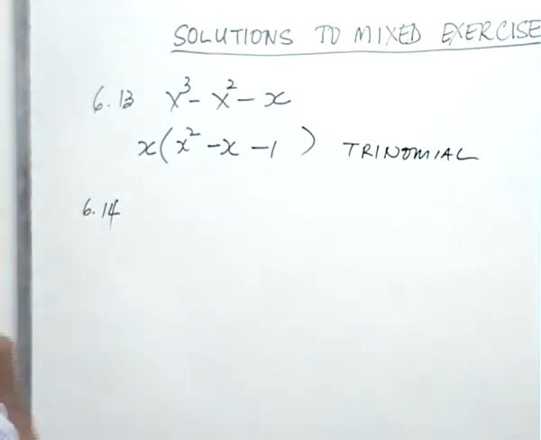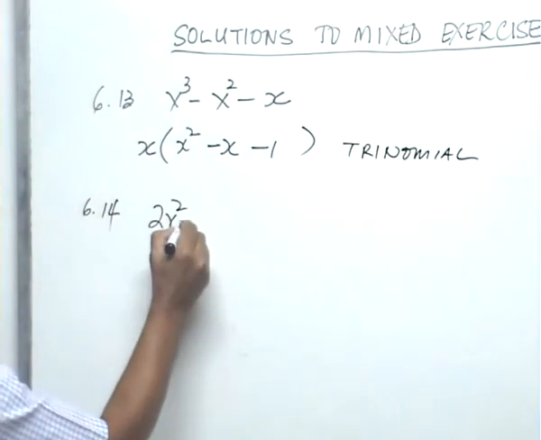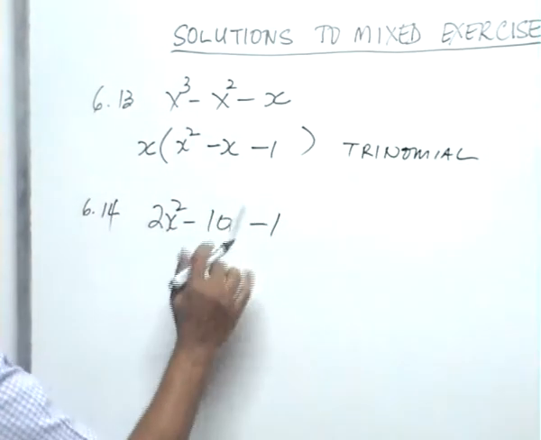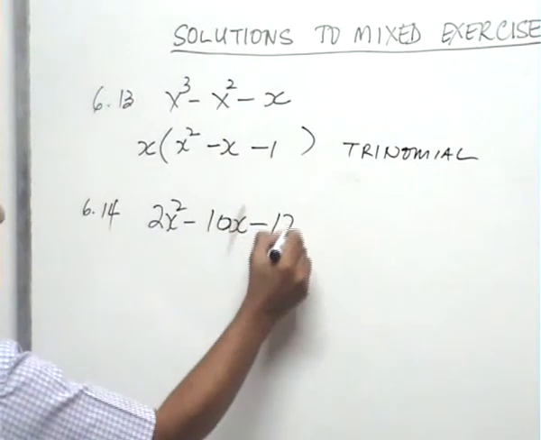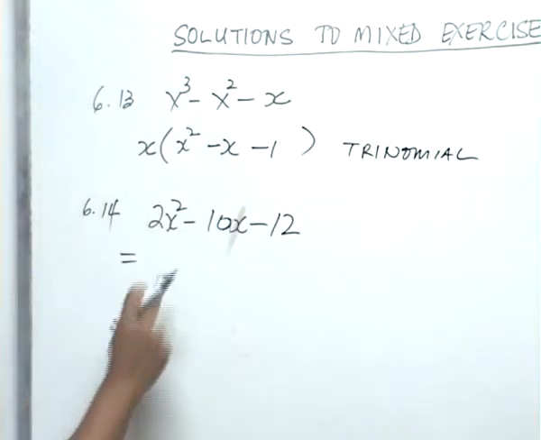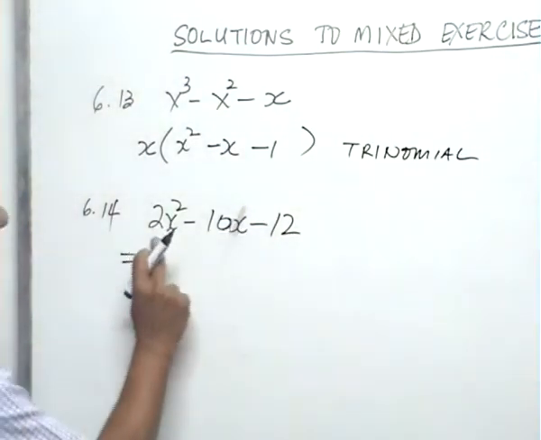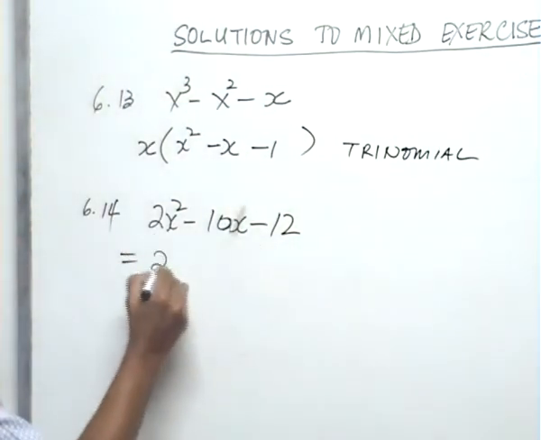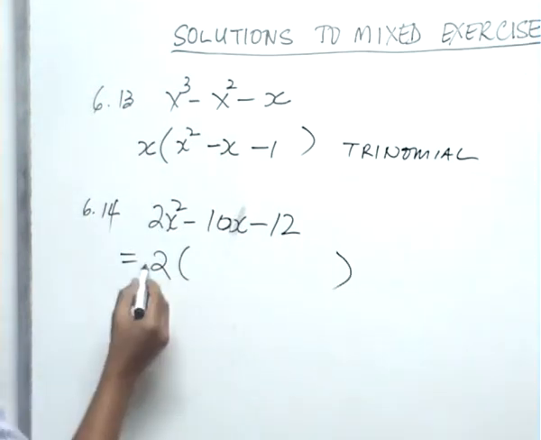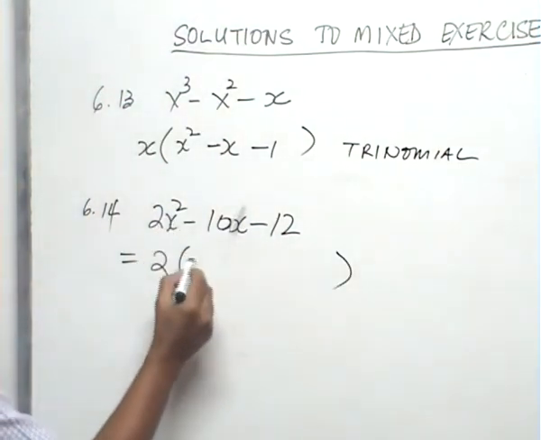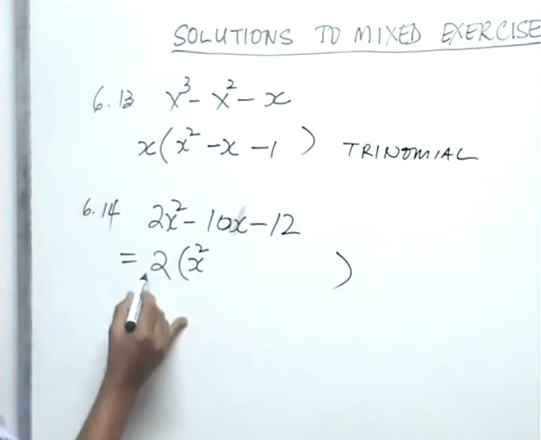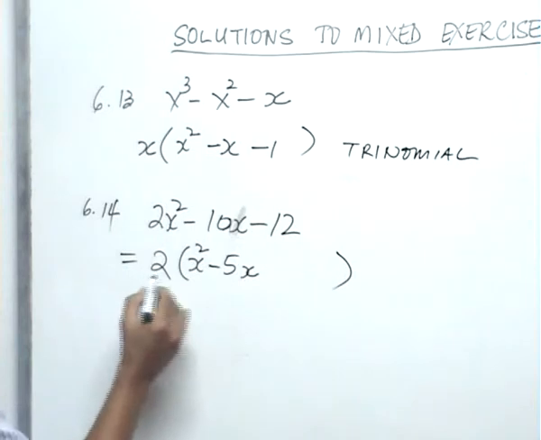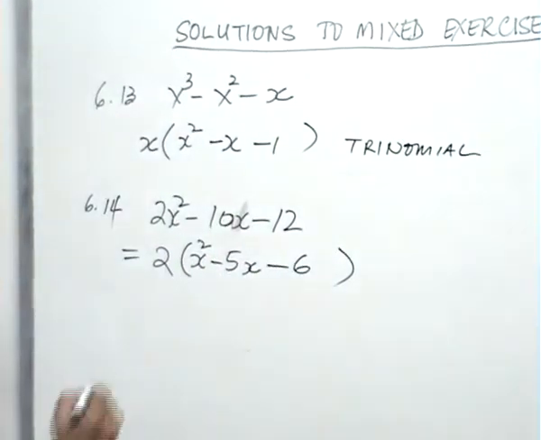Now let's see, what is 6.14? It is 2x squared minus 10x minus 12. When you study the example, the golden rule is to check for a common factor. Clearly there's a common factor 2 here. If you divide 2x squared by 2, you're left with x squared. Divide minus 10x by 2, you're left with minus 5x. Divide minus 12 by 2, you're left with minus 6.